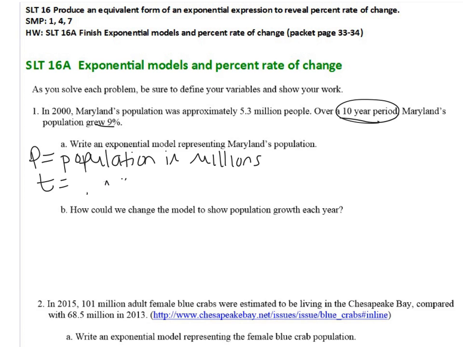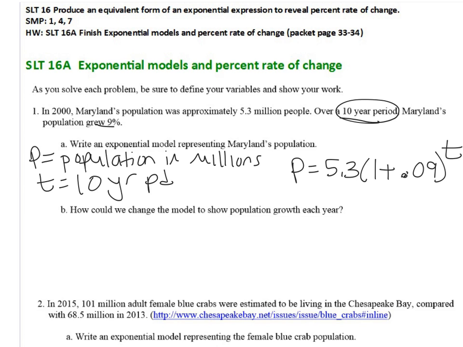So I'm going to write 10-year period. So the population is the initial value, 1 plus R, so the rate as a decimal, to the T. Simplifying that, it's 1.09. So changing that for each year, well, because T is in 10 years, there are 10 single years in the 10-year period.